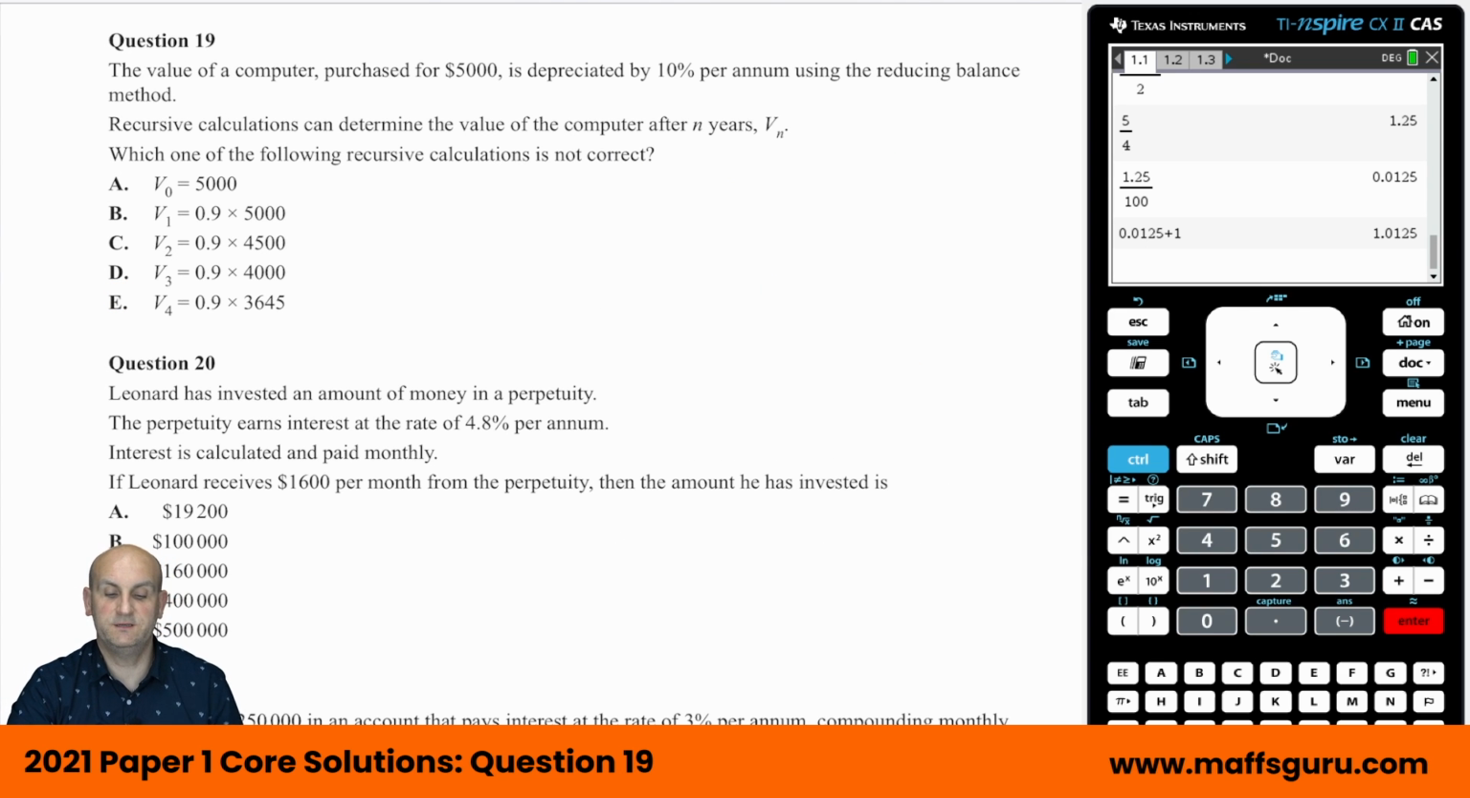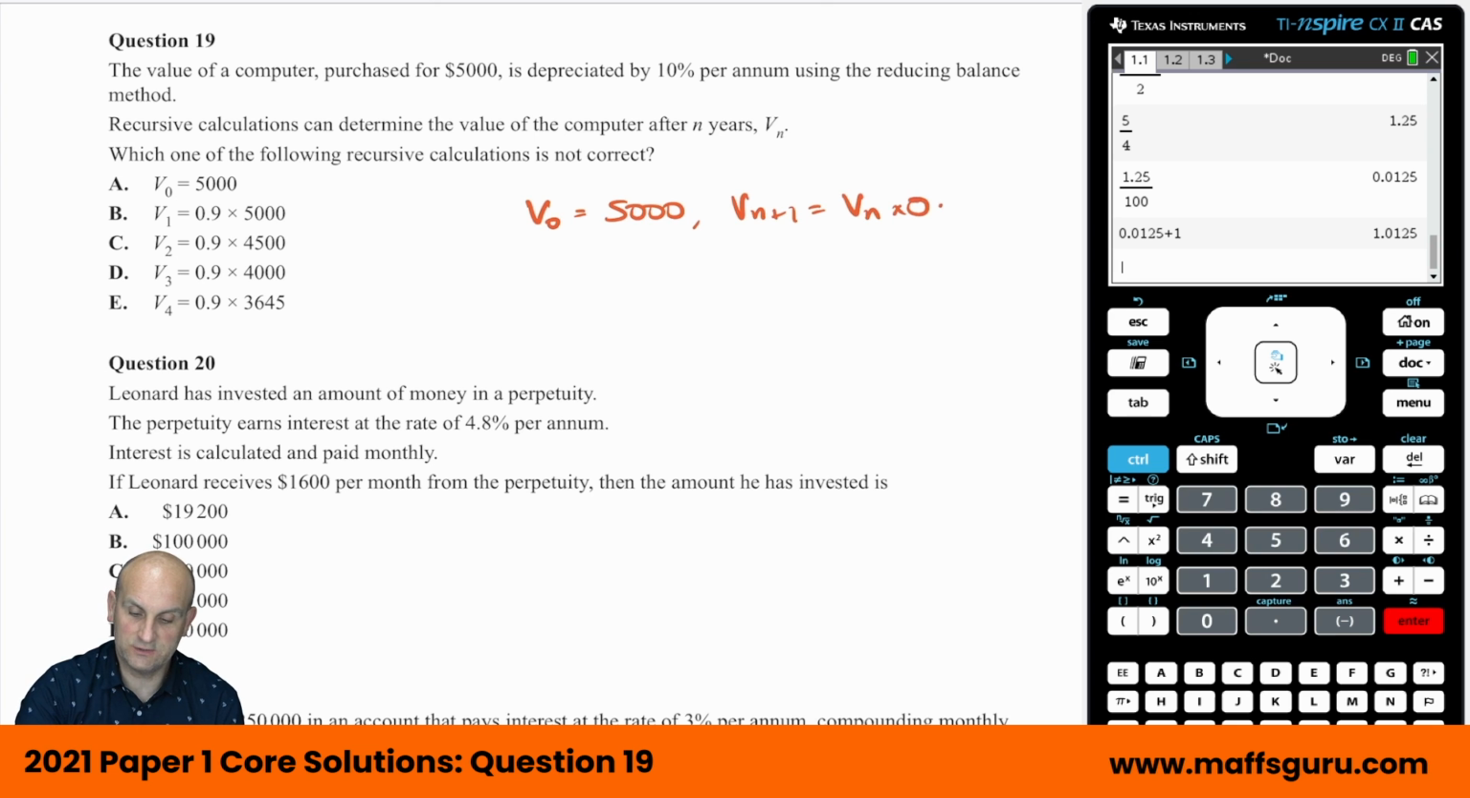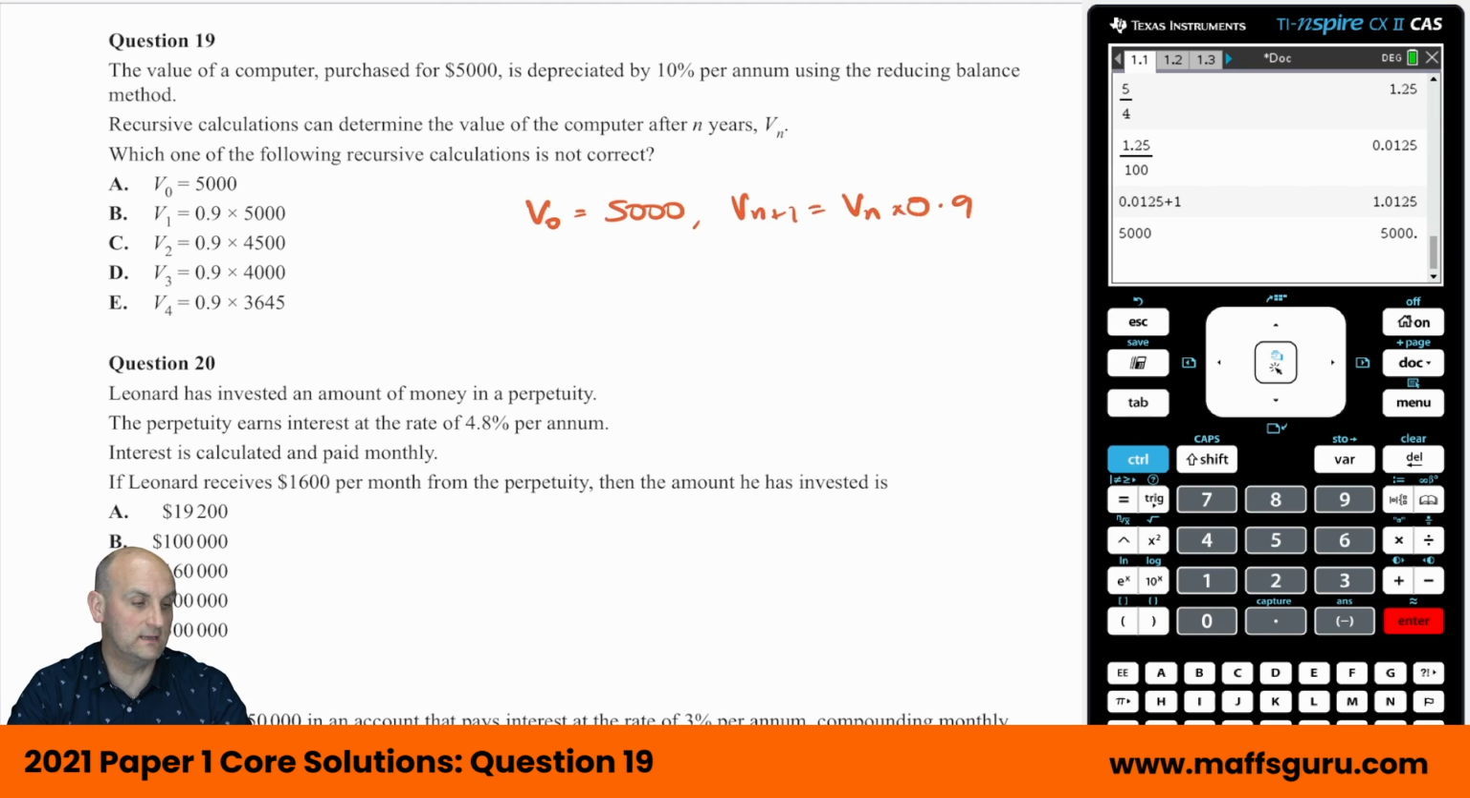The value of a computer purchased for $5,000 is depreciated by 10% per annum using the reducing balance method. Recursive calculations can determine the value of the computer after n years. Which of the following recursive calculations is not correct? All right, so we would know there that V0 is equal to 5,000, and V of n plus 1 would equal V of n times, well, a 10% reduction would be 0.9. So I'm going to put 5,000 into my calculator, and then do answer times 0.9.